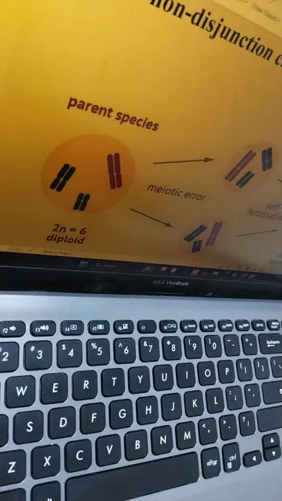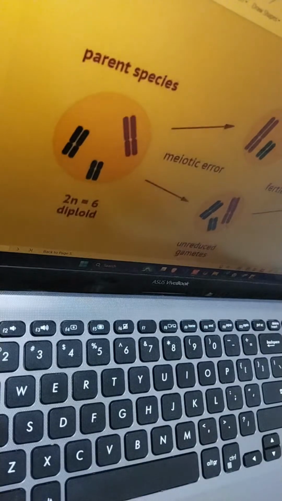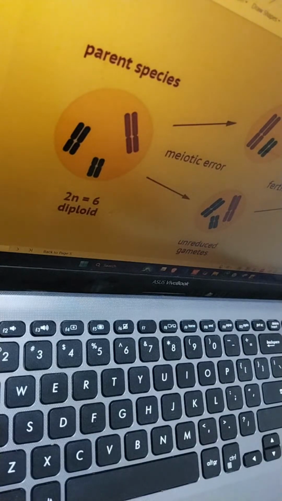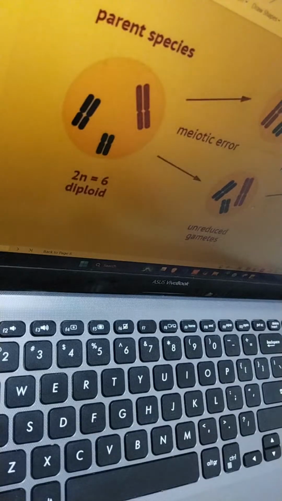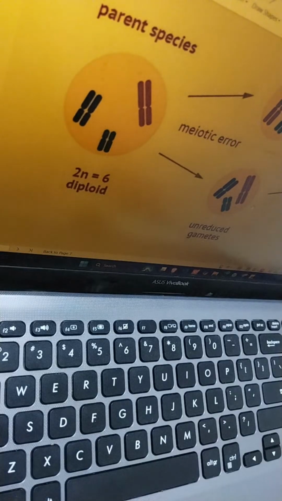How does non-disjunction cause polyploidy? A meiotic error produces unreduced diploid gametes, so 2n becomes 4n.